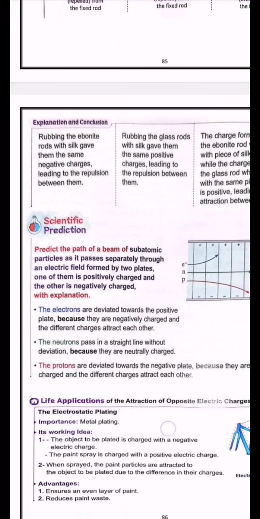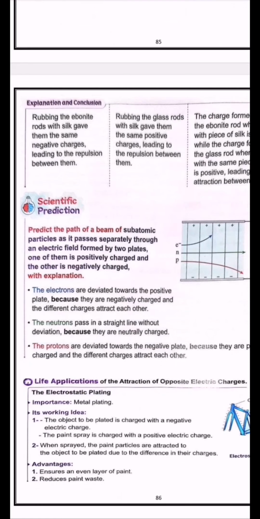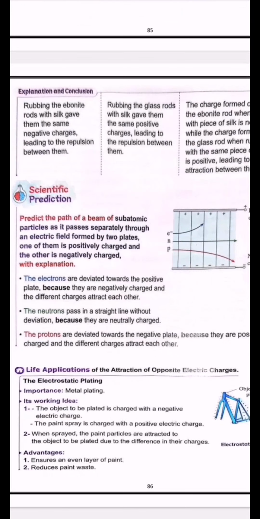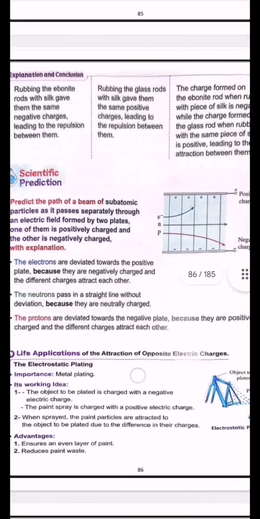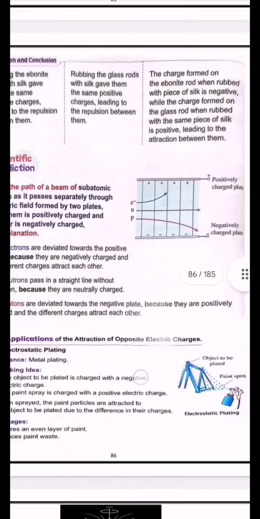Scientific prediction: predict the path of a beam of subatomic particles. We talked about subatomic particles in Unit 1. They are particles found in the atom, called positive protons, negative electrons, and neutral neutrons. This beam will pass through two plates, one of them positive and the other negative. What happens? We said different charges attract each other.